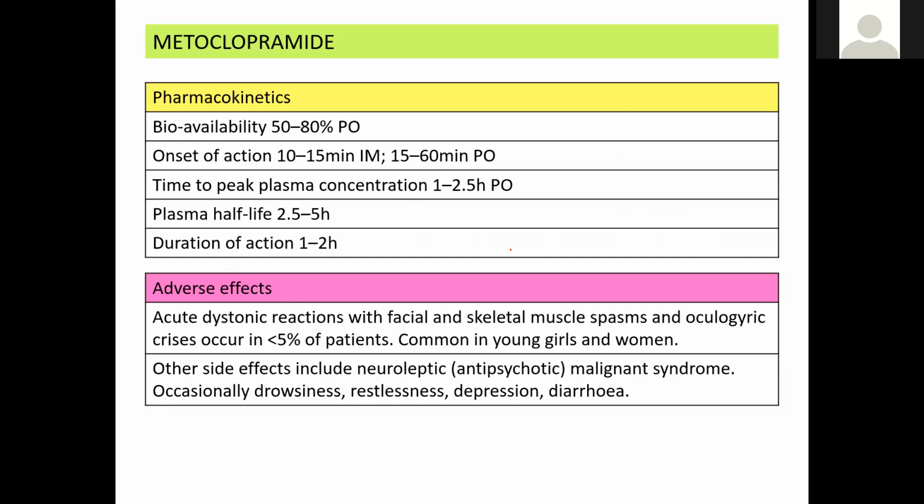And you cannot give metoclopramide because it is a prokinetic. We cannot give it in a patient with complete obstruction. If there is a complete obstruction, any prokinetic you give has a tendency to end up in a perforation. So that is one thing that you need to remember.